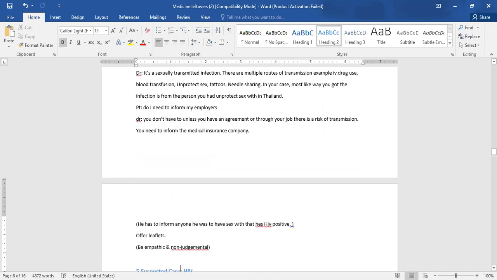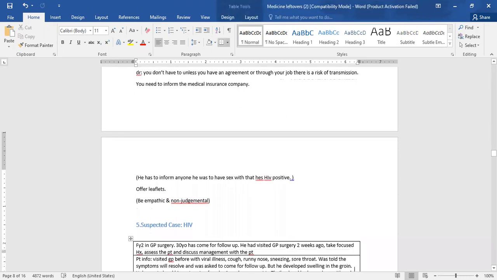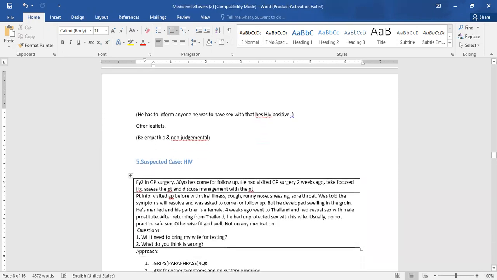So, do I need to inform my employers? Well, you don't have to unless you have an agreement through your job, or there is a risk of transmission. So you need to just inform the medical insurance company and then offer the leaflets, and that's it. The scenario was very simple.